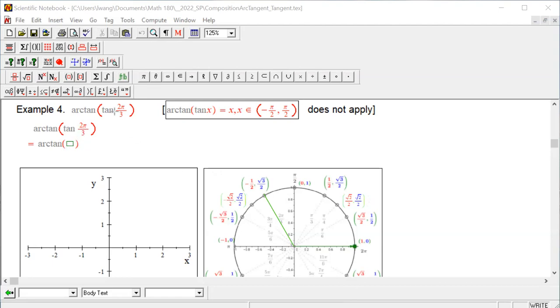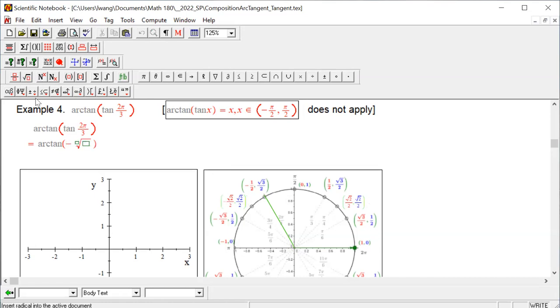And so what is this ratio going to be? The blue number divided by the red number is going to be negative √3. If you need to pause and do it on the side, feel free to do that. And then we have arctan of negative √3.